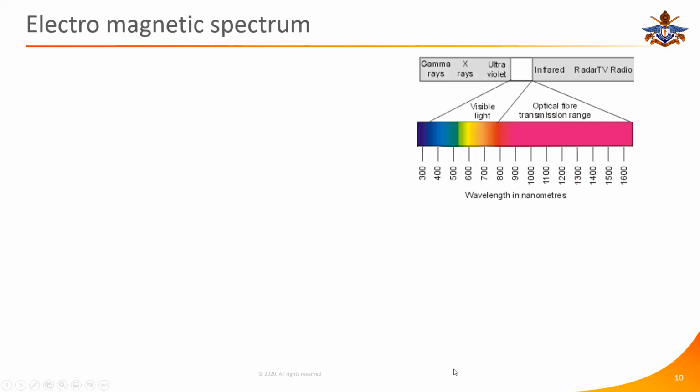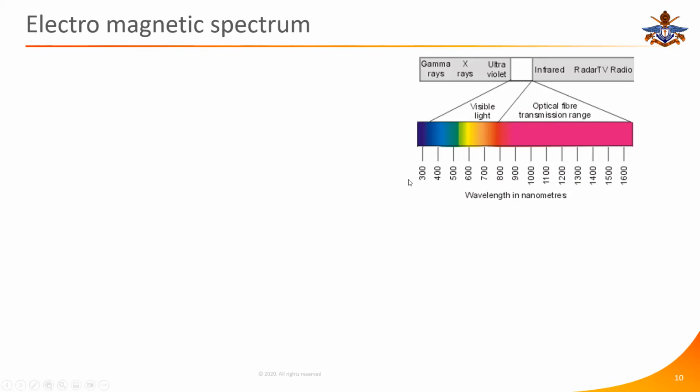Okay, so now I told you how we convert electrical data into optical data, and I also showed you how we convert optical data back to electrical data. Now, what kind of light do we use? What kind of frequencies or wavelengths do we use for this process?